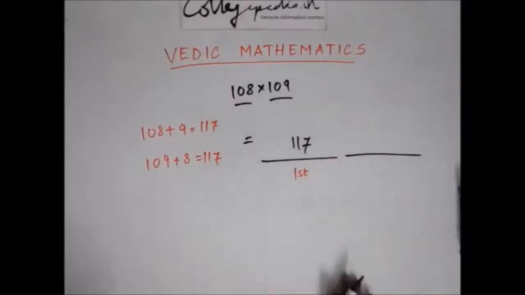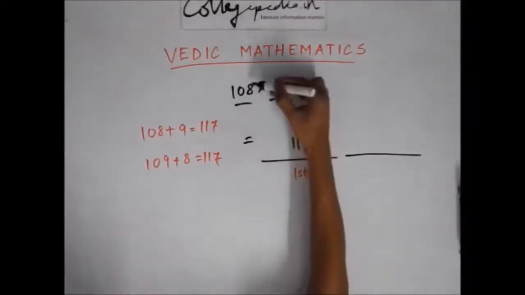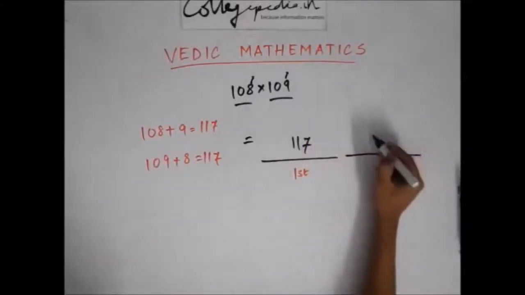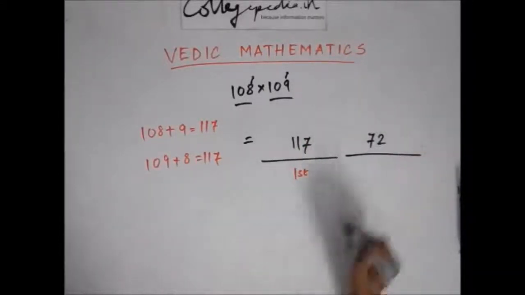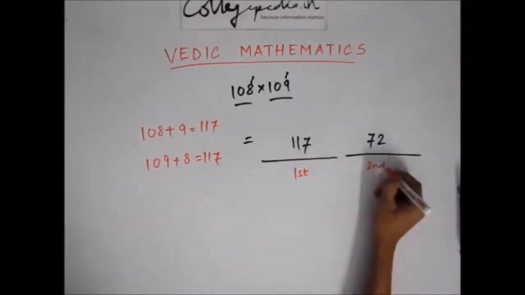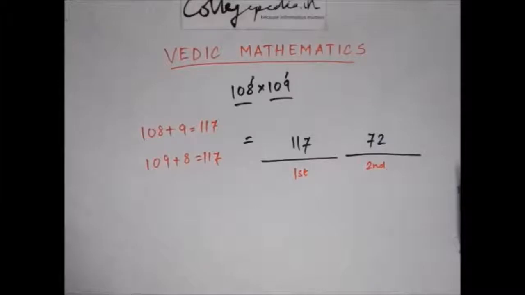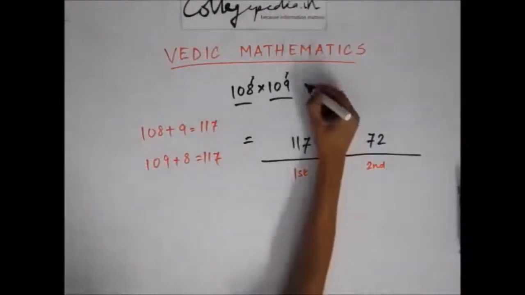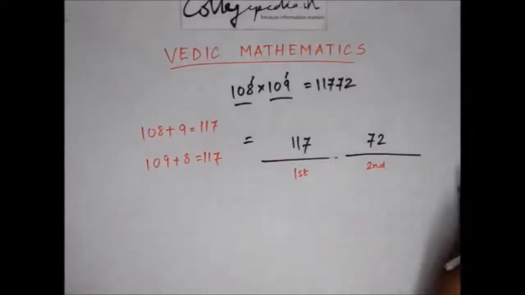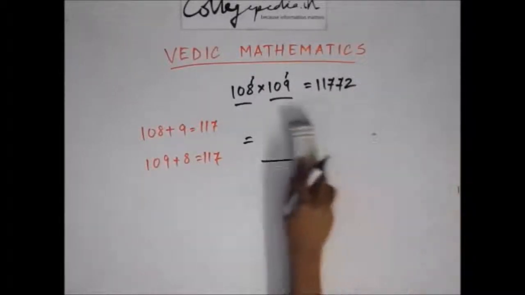For the second part, as usual, multiply the last digits of both the numbers. So I'll multiply 8 with 9, so it's 72. So this is my second part. So my answer is 11772. Okay. So that's the trick.